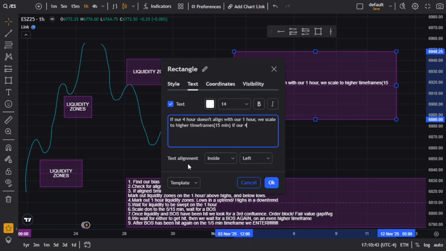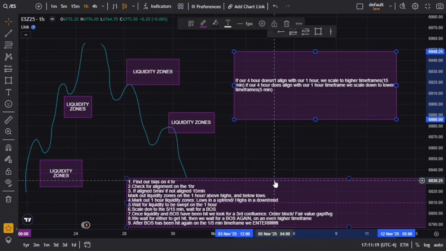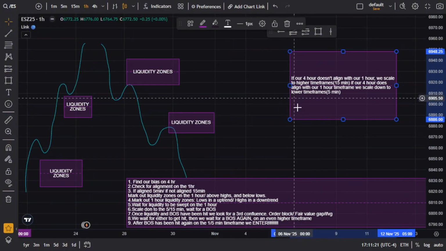If our 4-hour does align with our 1-hour time frame, we scale down to lower time frames. The 5-minute. I'll break this down for you guys too, what this means. Alright, bit of a big one here.